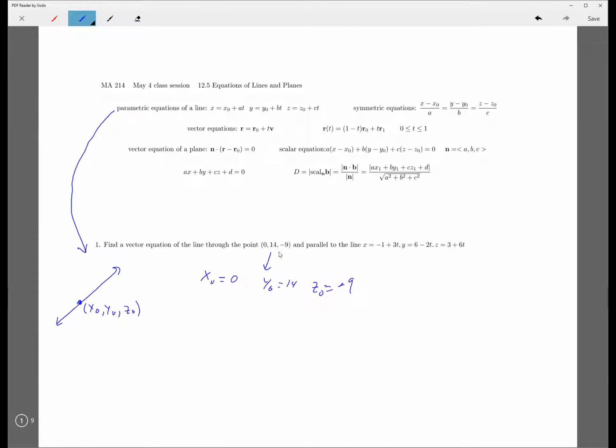And if you don't use that point, maybe they'll be offended. They'll be like, well, I gave you that point. Why didn't you use it? I'm offended. So we're just going to use that point in our parametric equations.